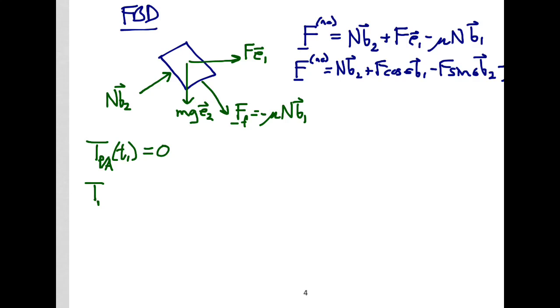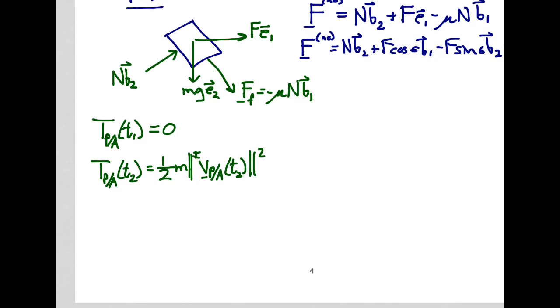So our kinetic energy at time 2 is equal to 1/2 m v of p with respect to a as observed in the inertial reference frame. We always use inertial velocities. This is at time 2, and it's that magnitude squared. And this is what we're solving for. So we can't simplify this anymore.